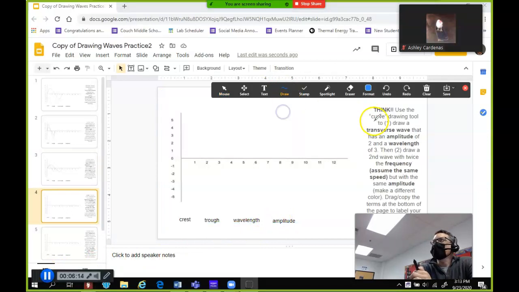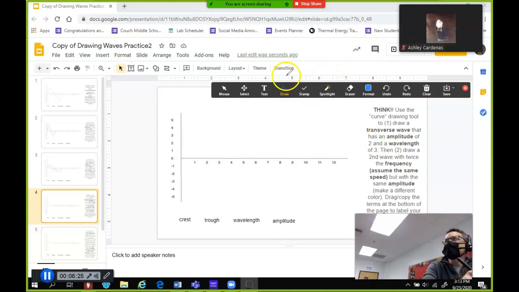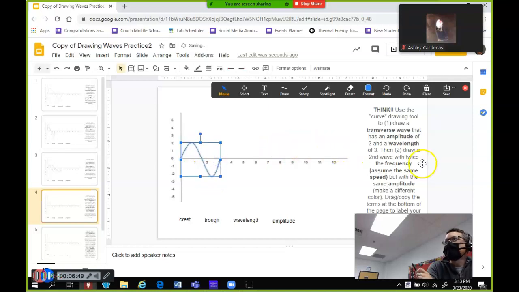Okay, this fourth slide requires a little bit of thinking because I again ask you to draw the same wave that I've been asking you to draw with an amplitude of 2 and a wavelength of 3. So let's go ahead and get that taken care of. It shouldn't be hard at this point because we keep drawing the same one. So if our wavelength is 3, let me use the mouse. So it's going to go here. Something along those lines.